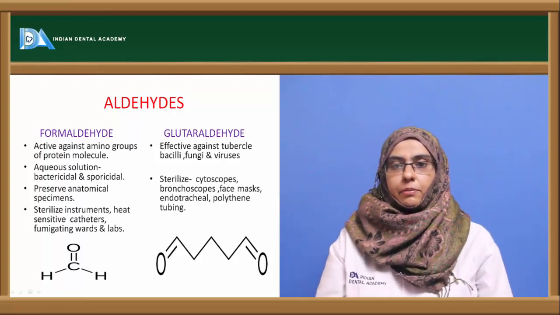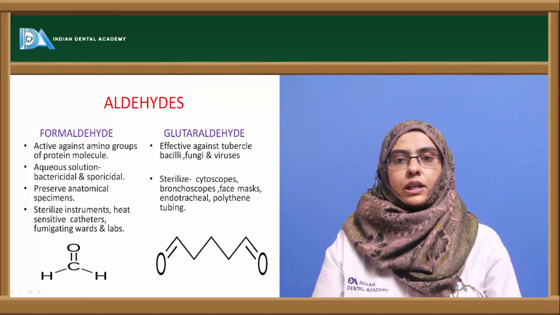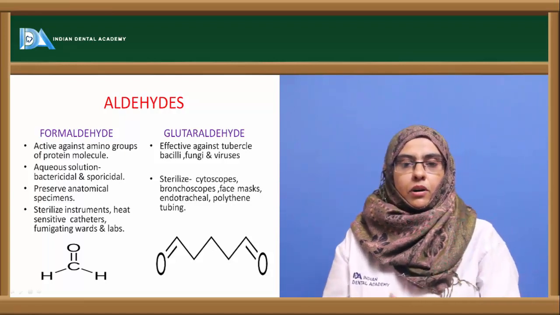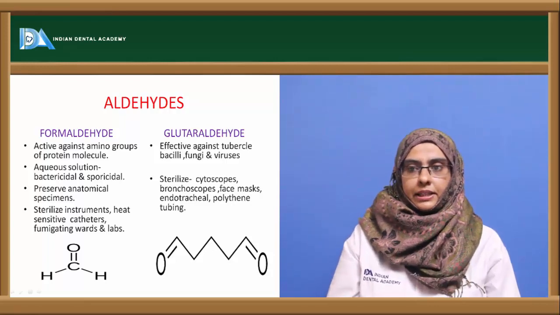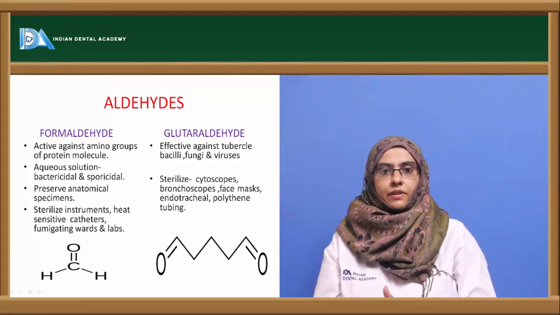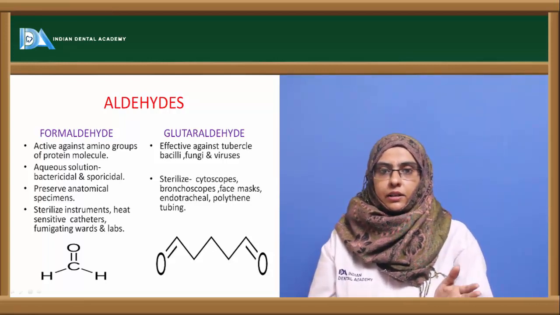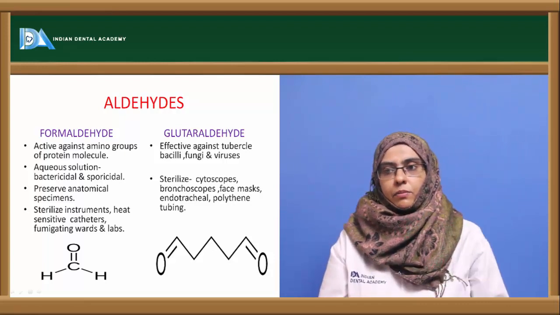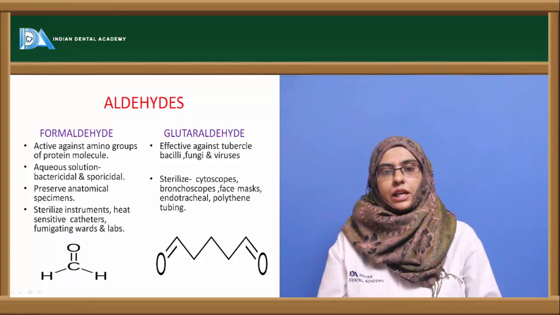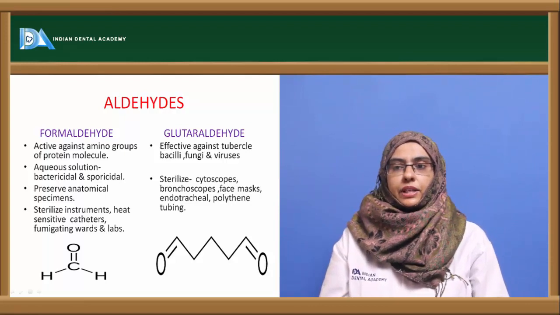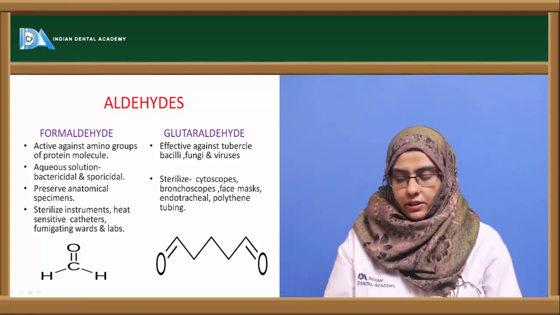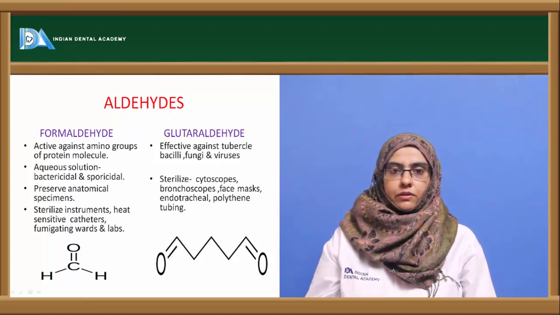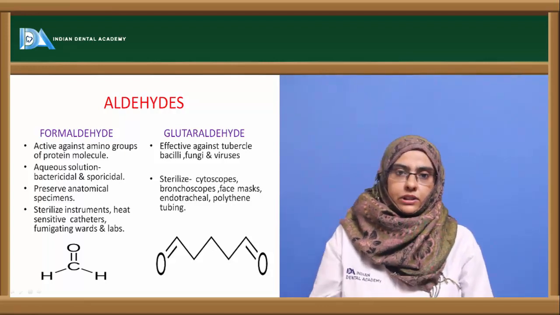So next important type of aldehyde is glutaraldehyde. Glutaraldehyde is a higher form of the aldehyde groups, and it is effective on tubercle bacteria also as well as fungi and viruses. So it is more effective than the formaldehyde, and it is mostly used to sterilize cystoscopes, bronchoscopes, face masks, endotracheal instruments, polythene tubings, etc. It is less irritant when compared to that of the formaldehyde and less toxic also.